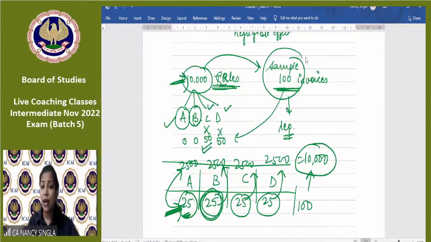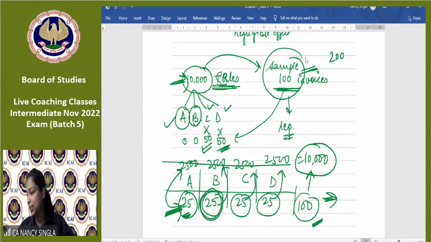Okay? Now in such a situation, here the auditor might feel that okay, let me take 200 invoices in order to be sure that this is not happening. But here, since stratification is done, there is a decrease in the sample size, though sampling risk is not increasing. Okay? Is it clear?